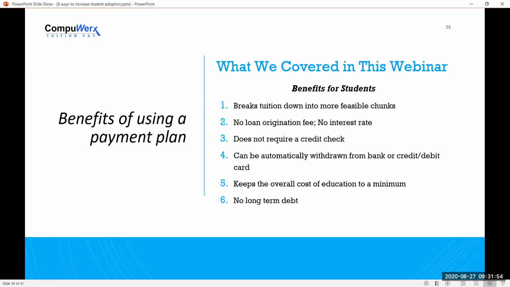Benefits for students. Break down the tuition into smaller pieces, so it'll be easier to take care of. No loan or origination fee, no interest fee, no finance charge. Does not require a credit check for the payment plan. Can be automatically withdrawn from the student's bank account or credit card account, and can be set up to withdraw automatically. Keeps overall costs for education to a minimum. And a payment plan is not a loan, so it does not incur long-term debt for the students.